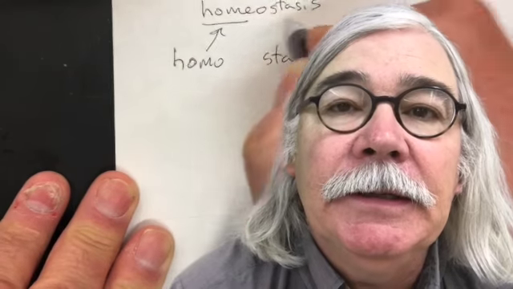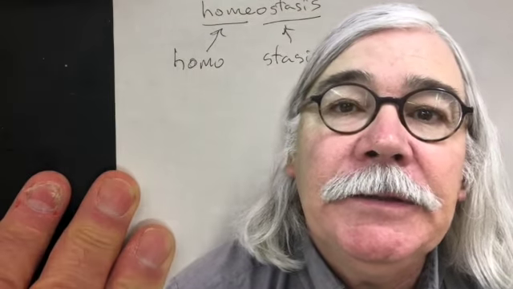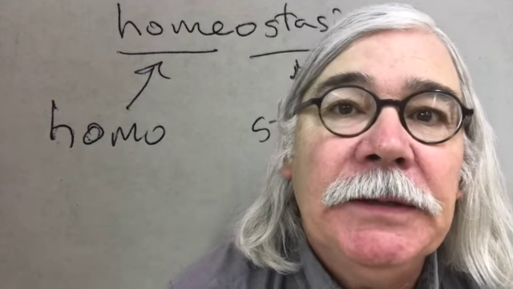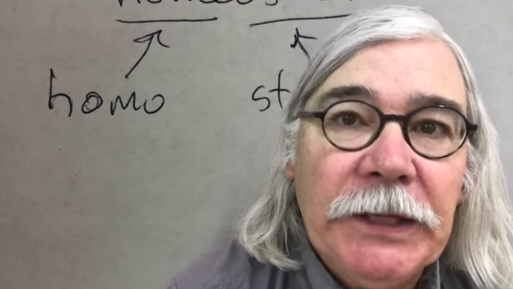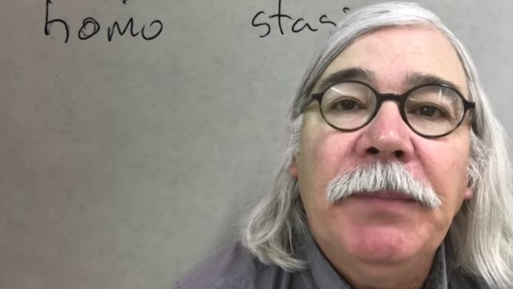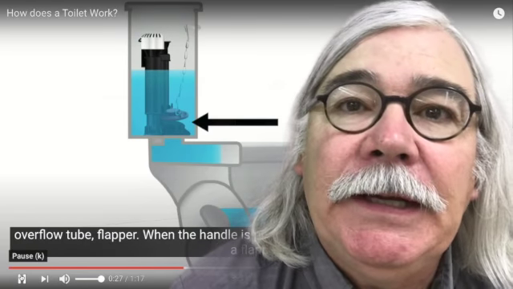The first part of the word, homeo, comes from homo, which means same. And the second part of the word, stasis, gives us things like stability and stable. And it's more of a verb that means to keep something the same. So homeostasis means working to keep something from changing, basically, or working to keep something the same, or working to keep something in balance.